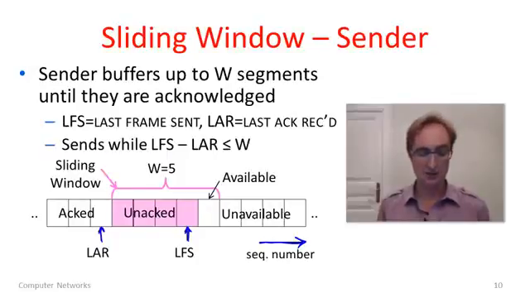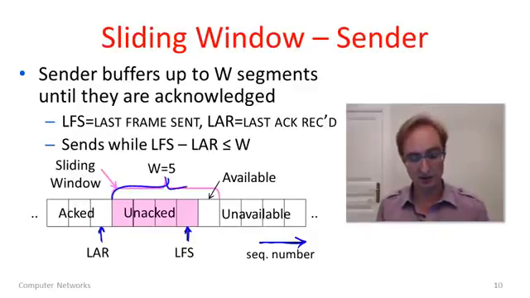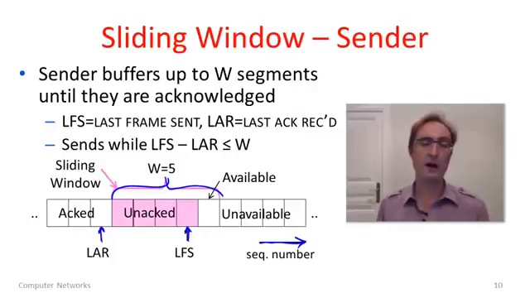Our sliding window has a buffer of up to W packets, so we can have a difference between LAR and LFS, that's the number of packets we've sent into the network that haven't been acknowledged, of up to W packets. You can see the sliding window here, and we actually have 4 packets out in the network, the window's 5, so actually we could fit one more.